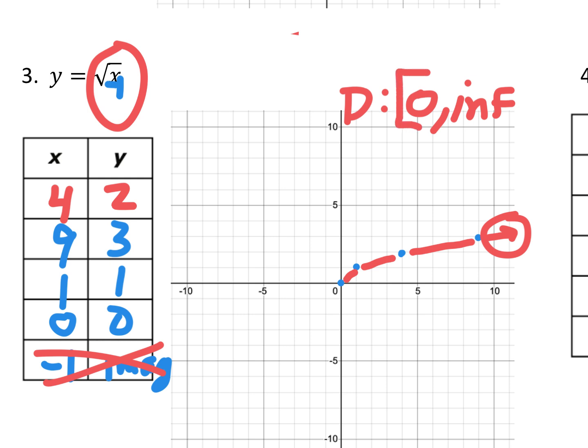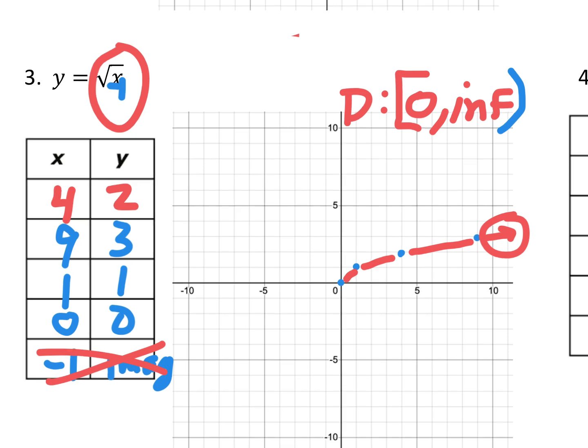It touches 0. And have you ever been taught this? Can you ever actually touch infinity and get there? No. So you can't touch it. So it's a parenthesis. 0 to infinity would be the domain on this thing. So if it has an arrow, you're going to have an infinity, because it goes forever to the right. The last point I made was 9, 3, but that doesn't mean it stops there. It keeps going, because I could put in like 16. Square root of 16 would be 4.